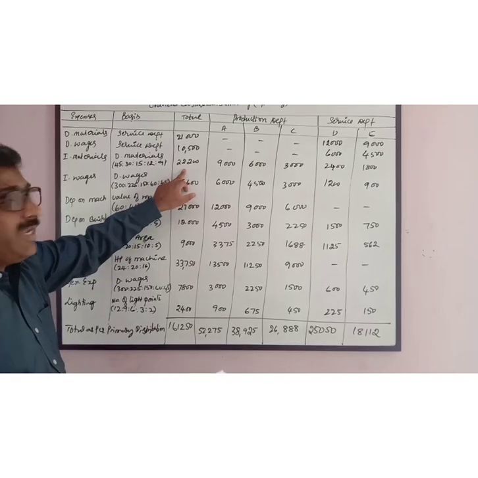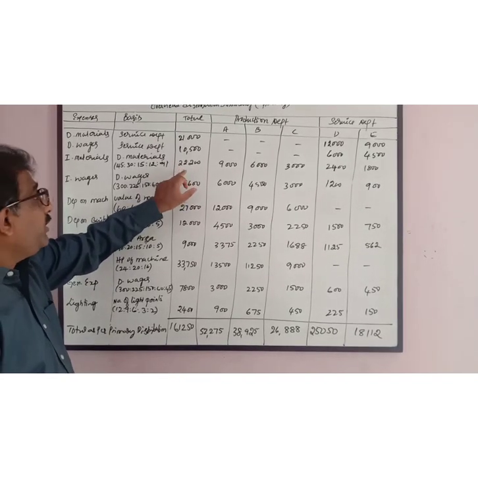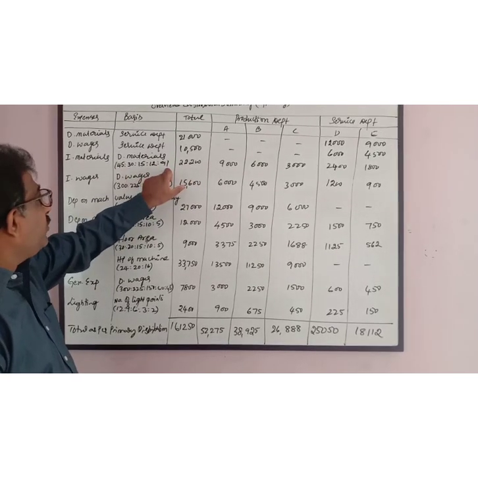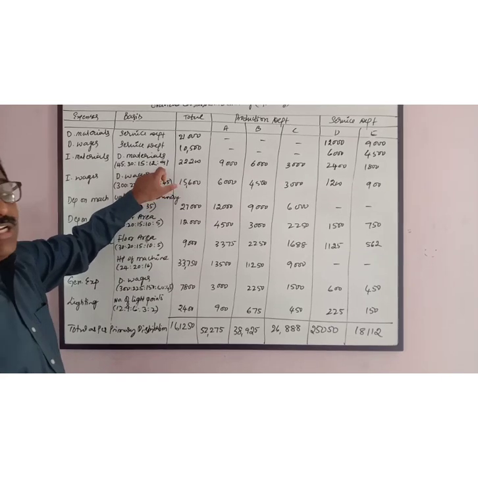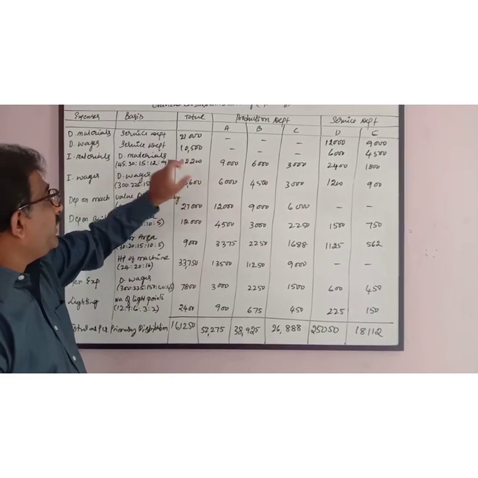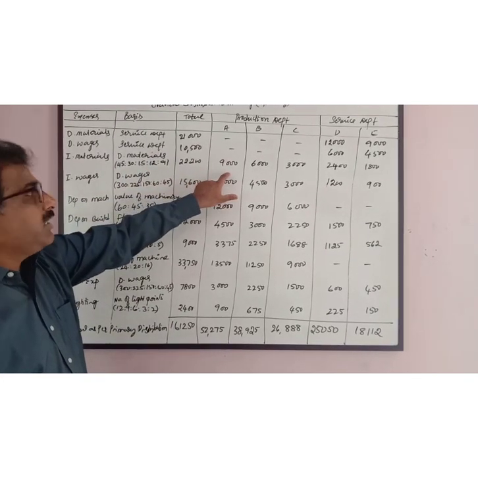22,200 is the indirect materials given. 22,200 divided by the total of this. When you make out the total of this, it comes to 111. 22,200 divided by 111 into 45, 9,000.